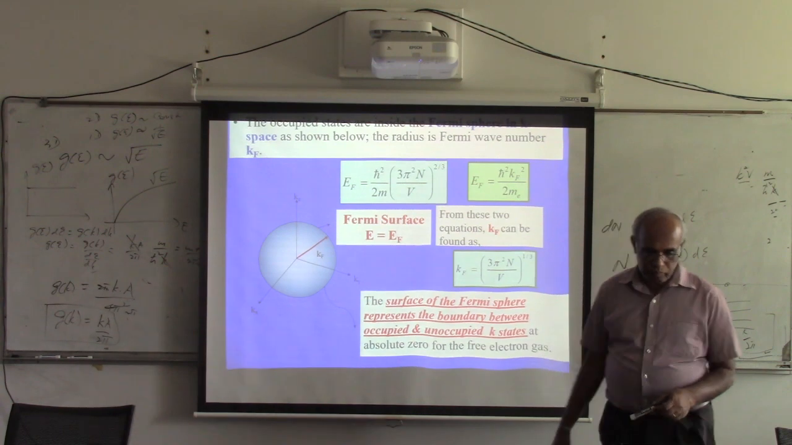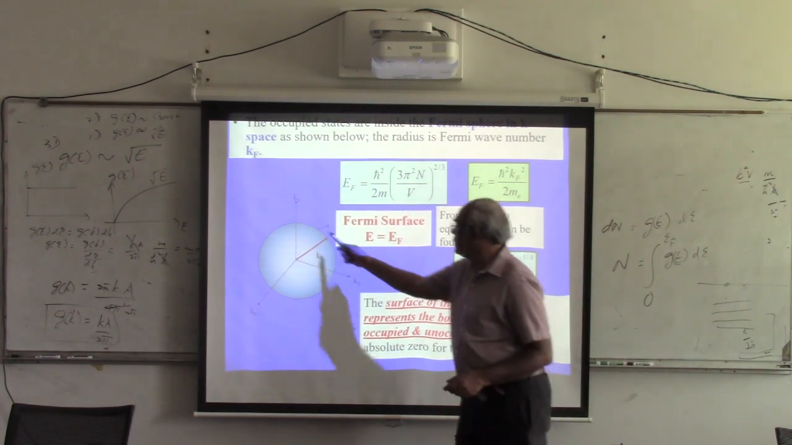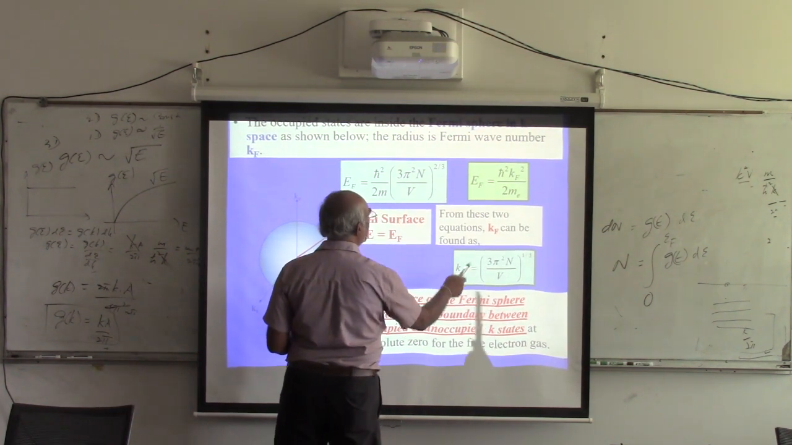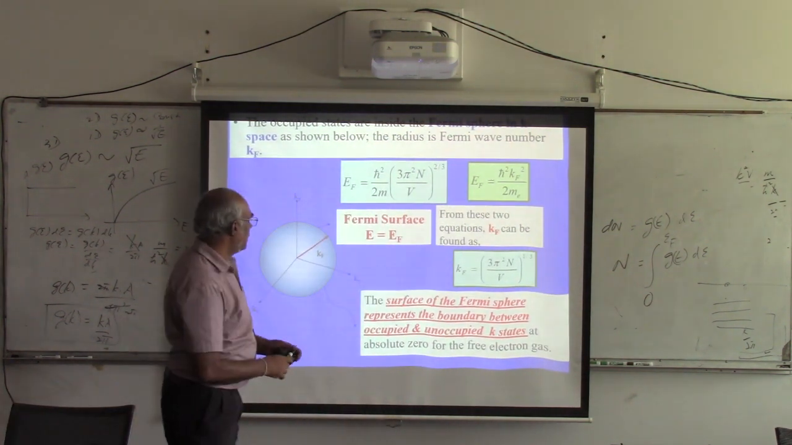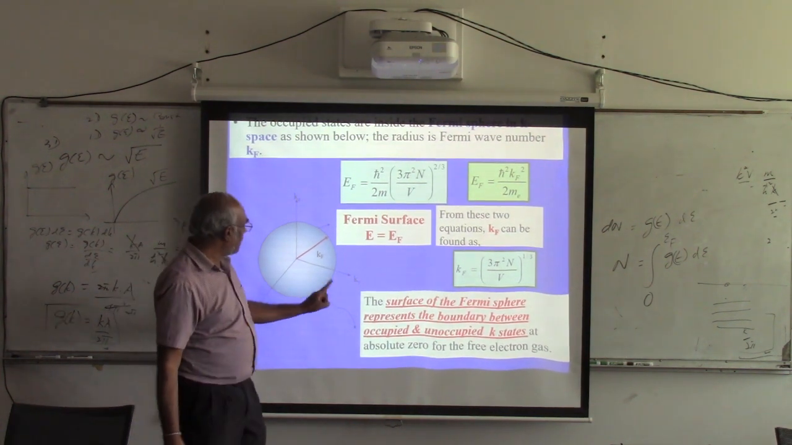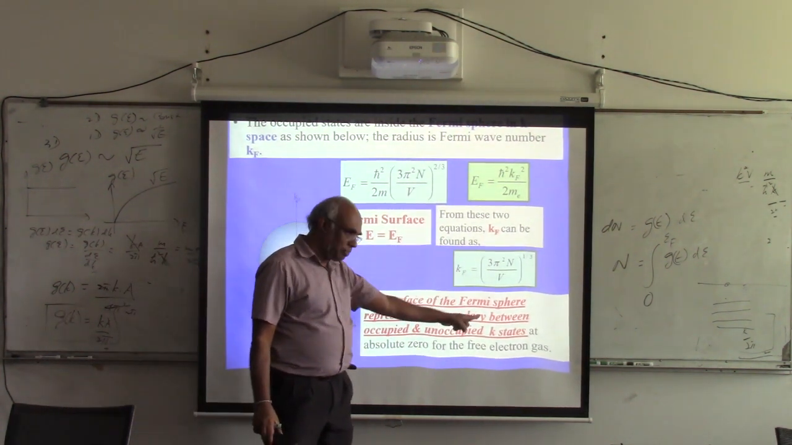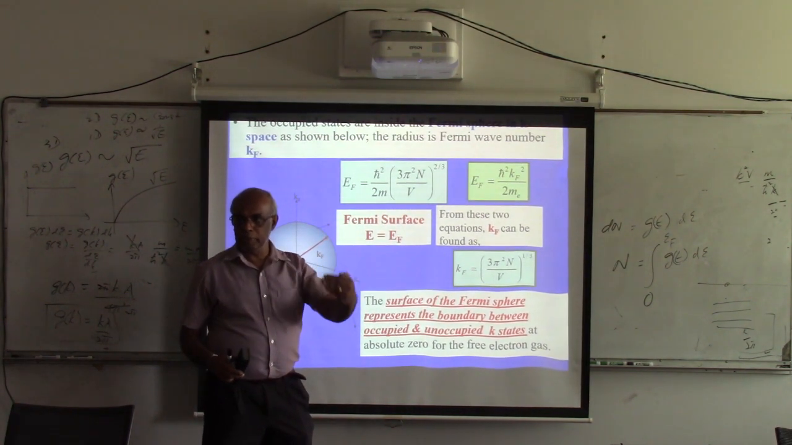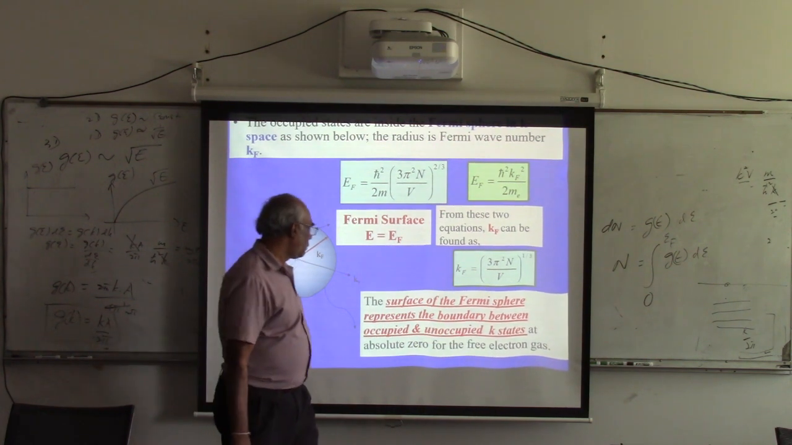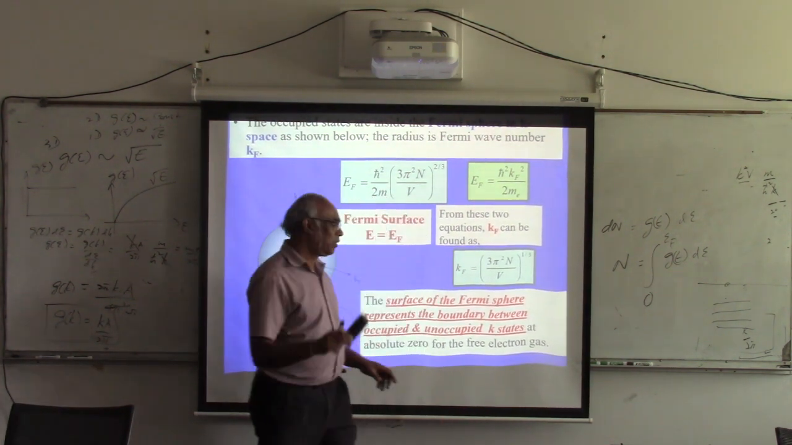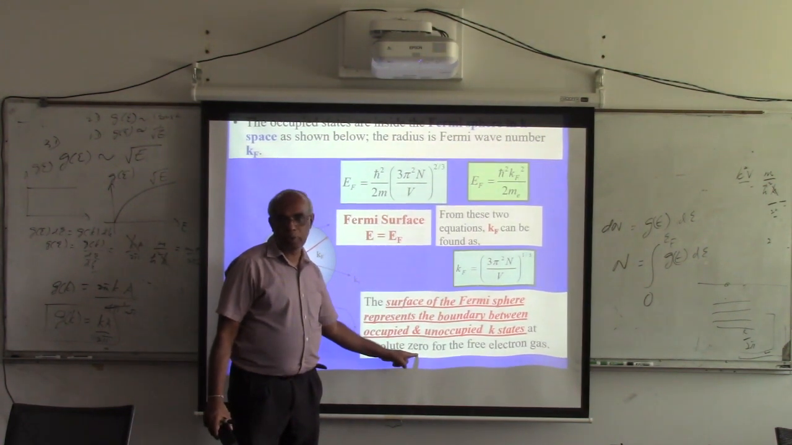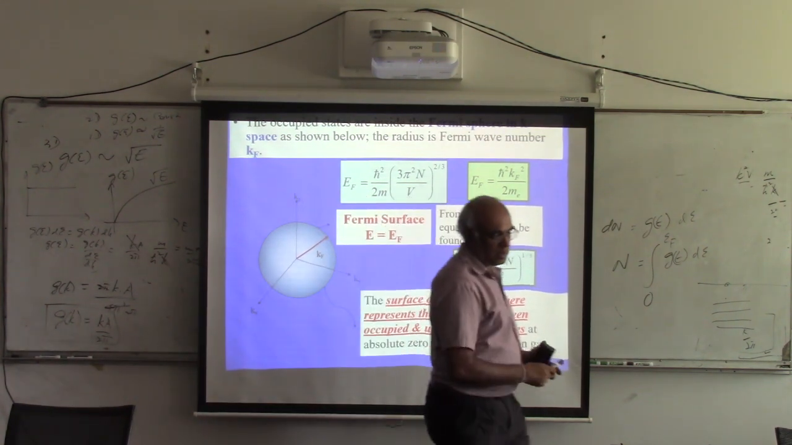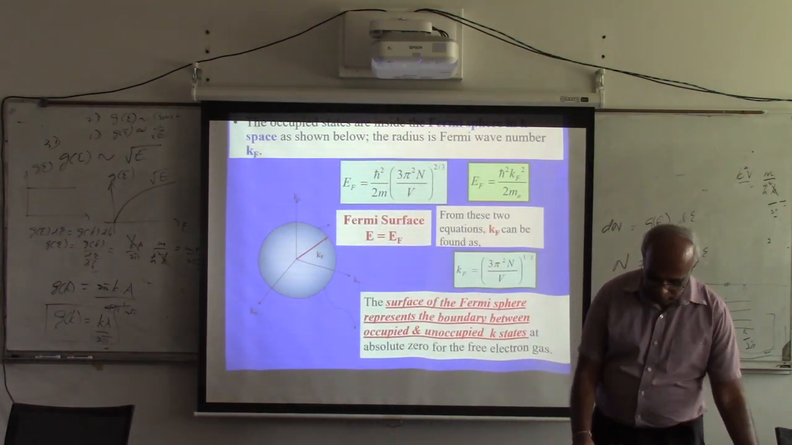So we call this one the Fermi surface. This is the Fermi wave vector. This is the Fermi energy. So the basic idea is that the Fermi surface, the surface of the Fermi sphere, represents the boundary between occupied versus unoccupied states. But this is another thing to remember: this formalism is all for 0 temperature, 0 Kelvin. Later I will show how finite temperature plays a role in this.